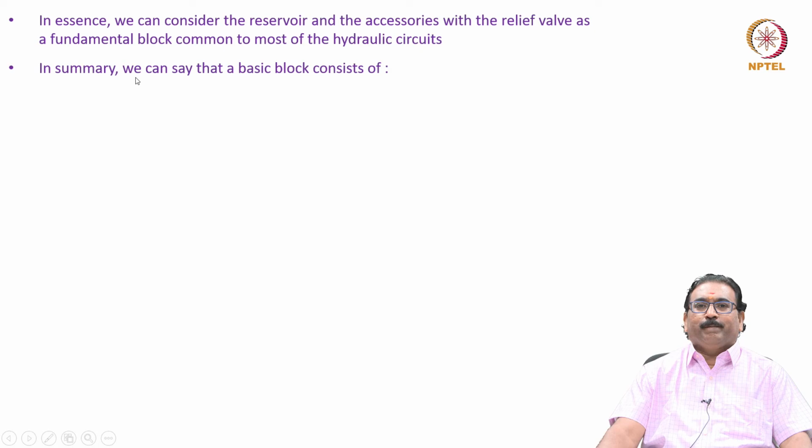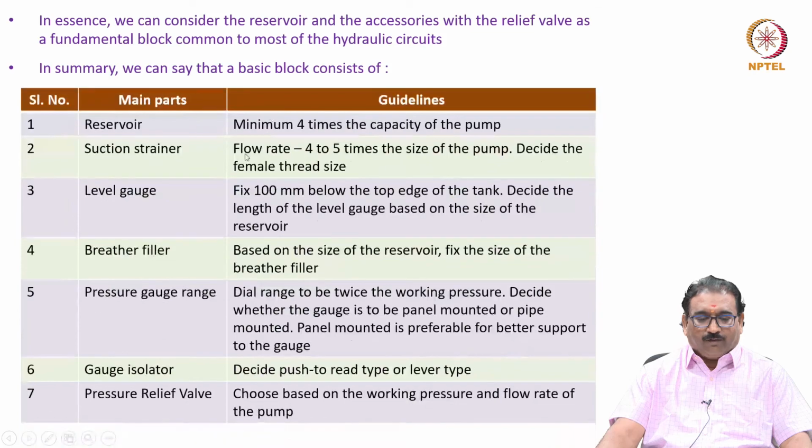In summary, we can say that the basic block consists of the reservoir, already I told you the guideline, maximum 4 times the capacity of the pump; suction strainer, flow rate 4 to 5 times the size of the pump, decide the female thread size; level gauge, fix 100 mm below the top edge of the tank, decide the length of the level gauge based on the size of the reservoir.